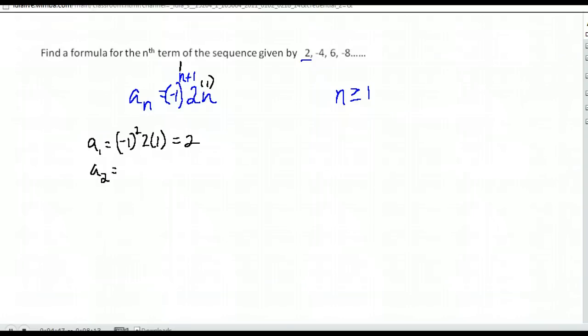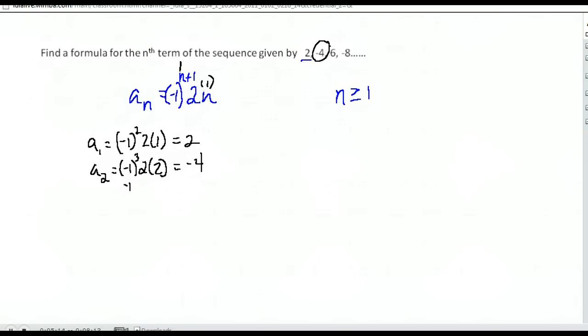But when we get to the second term, a sub 2, we'd have negative 1 to the 2 plus 1 power, or third, times 2 times 2. Negative 1 to the third power, anytime we have an odd power, it's going to make it negative. So we'd have negative 1 times 4, or negative 4. And that's going to give us our alternating negative sign.